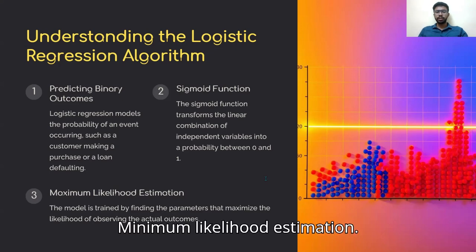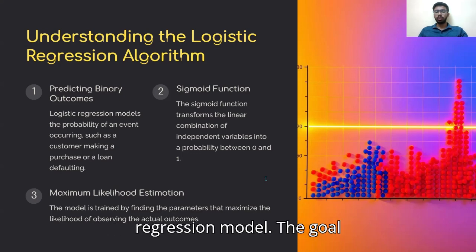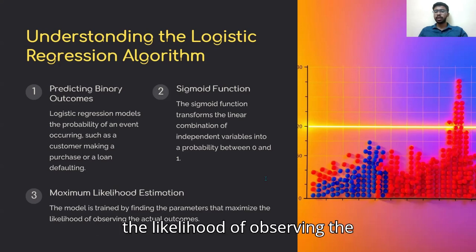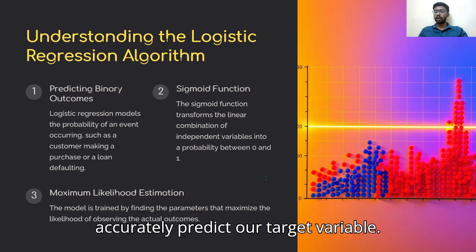Maximum likelihood estimation. Next up is maximum likelihood estimation (MLE). This is the method we use to train the logistic regression model. The goal is to find the parameters that maximize the likelihood of observing the actual outcomes in our dataset. MLE helps find the best fit line that accurately predicts our target variable.